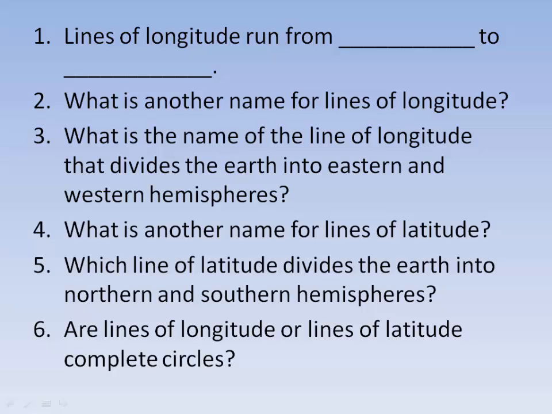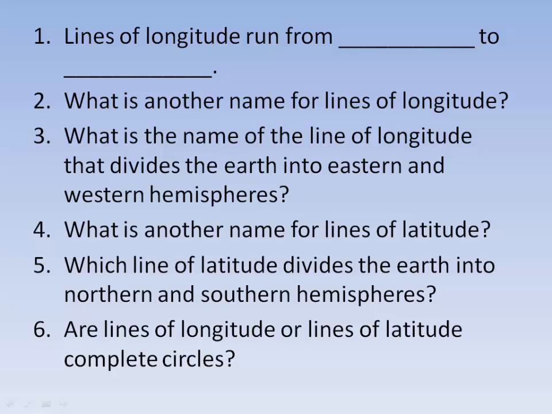Lines of longitude run from pole to pole. What is another name for lines of longitude? That would be meridians. What is the name of the line of longitude that divides the Earth into eastern and western hemispheres? That would be the prime meridian, 0 degrees longitude, that goes through Greenwich, England.